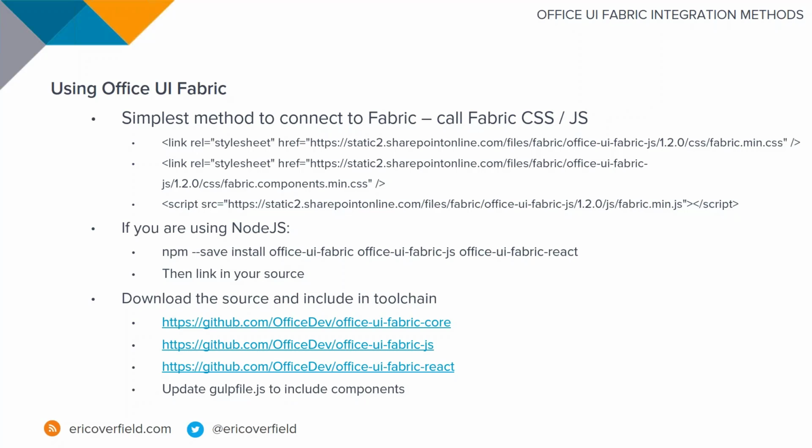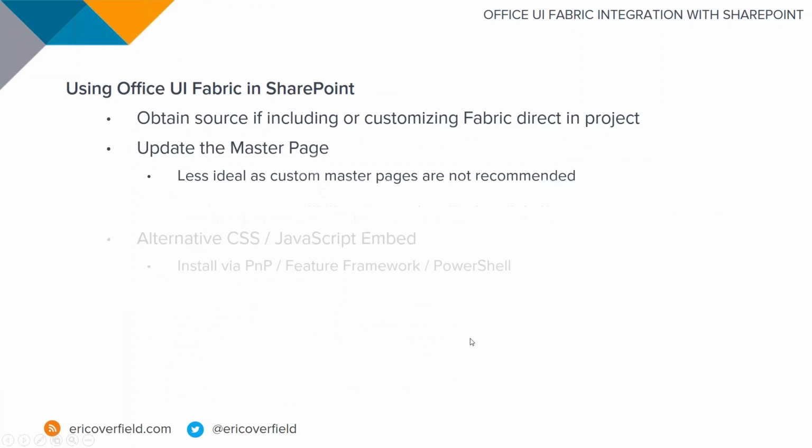So getting Fabric is really easy. Link to the CDN source, you've got it, boom, you can start using it right away. Or if you want, you could download the source or include it directly in your Node.js project if that's what you choose. So that's super easy.